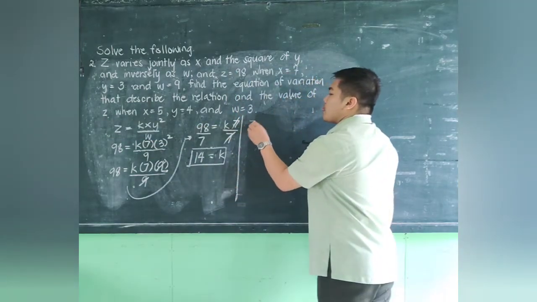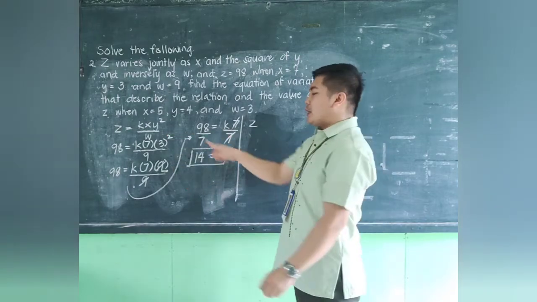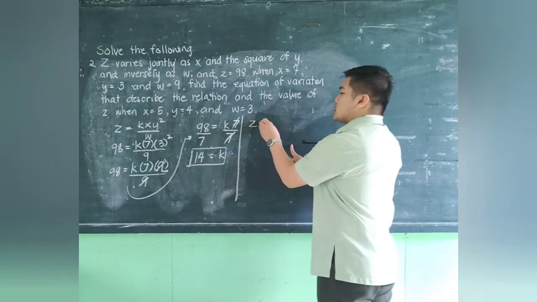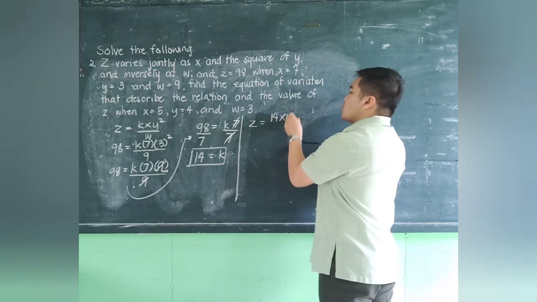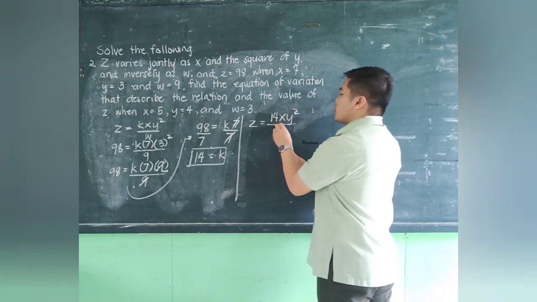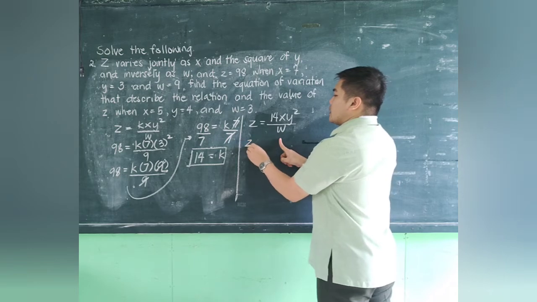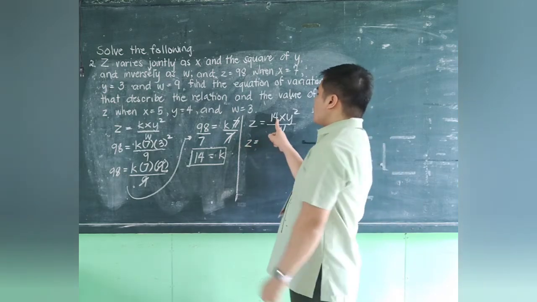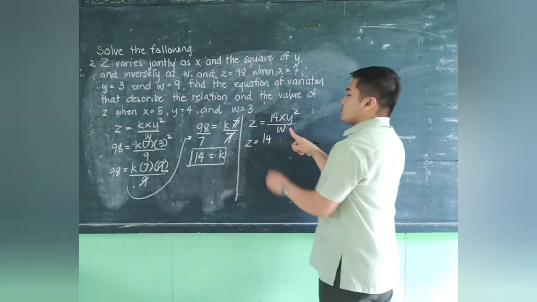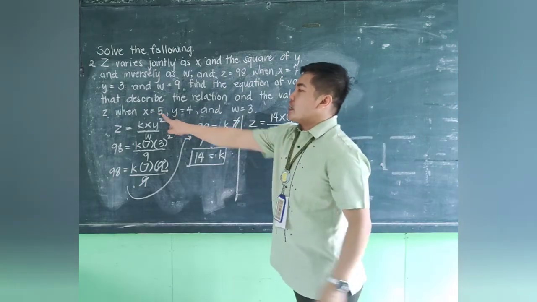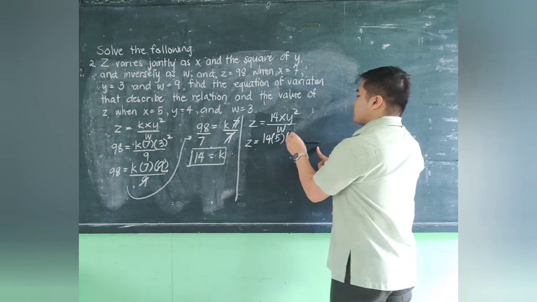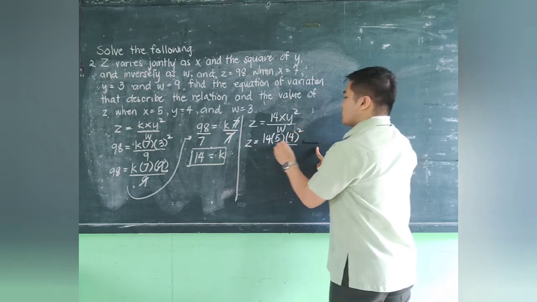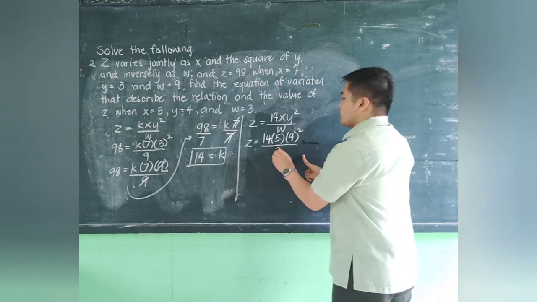So, yun pa din yung equation natin. Papalitan lang natin ng 14 yung k. Z is equal to 14 x y squared over w. Then z is equal to 14 times, ang ating x is 5, ang ating y is 4. Then square divided by 3.